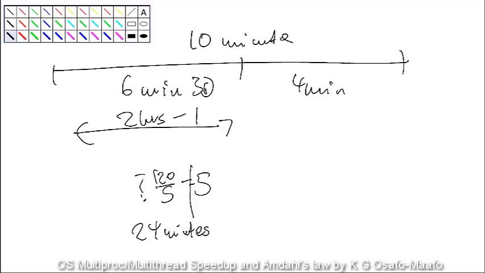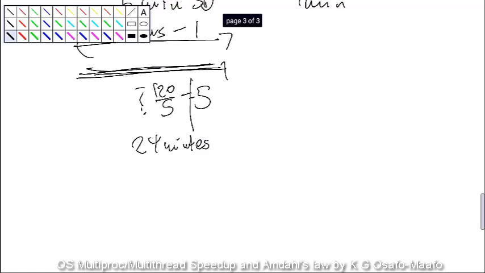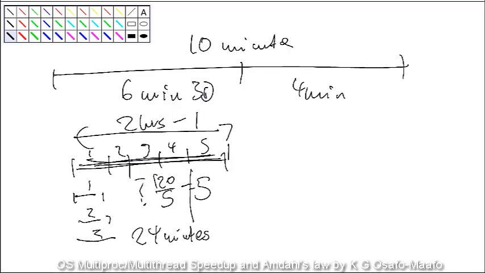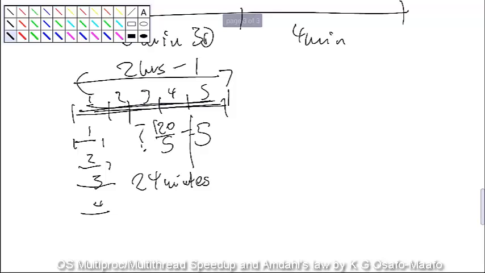So 24 minutes. That means if instead of just one person working on this, it could be broken up into 5 pieces, all working at the same time, and at the end of the day you have 24 minutes. Sorry, so break this into 1, 2, 3, 4, 5. If you split it into 5 pieces and they all work in parallel, the first part is being done at the same time as the second part, the third part, the fourth part, and the fifth part.